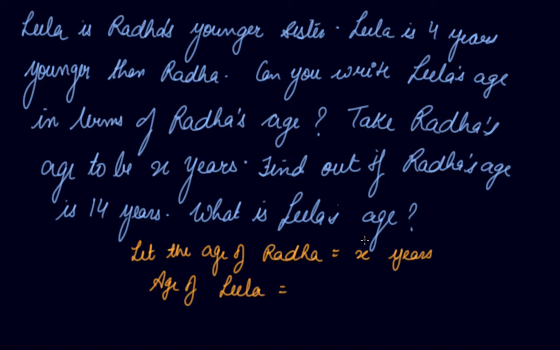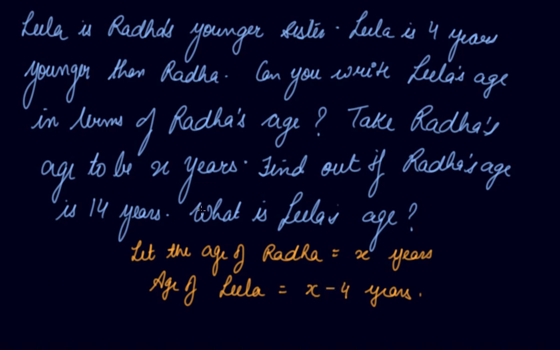If she is X years, then the age of Leela will be, she is 4 years younger than Radha. If you are 12 years old and your brother is 4 years younger than you, he is 12 minus 4. In the same way, if Radha is X years old, her younger sister will be X minus 4 years. So we have expressed the age of Leela in terms of Radha's age. So the age of Leela is X minus 4, meaning Radha's age minus 4.